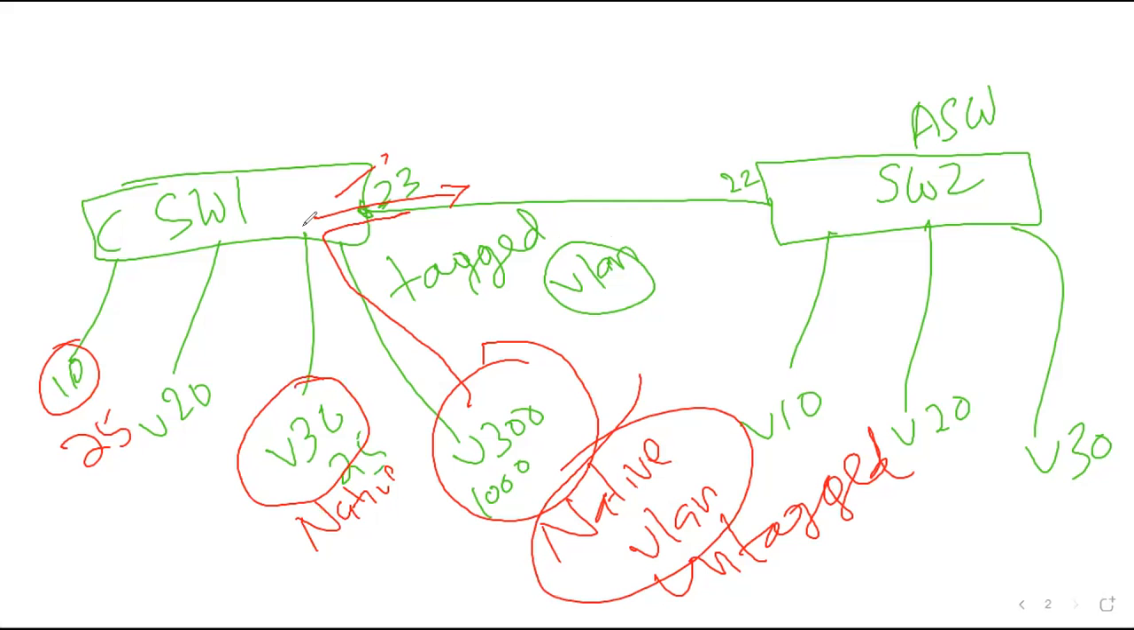There are some criteria to follow to make them a native VLAN on both the switches. The first criteria, only one VLAN can be native on each switch. If I say I want VLAN 10, 20, 30 all to be native, it will not work. Only a single VLAN. It could be either 10, either 20, either 30, or either 300, or anything, but a single one. Okay, and both the switches must have the same VLAN as native.